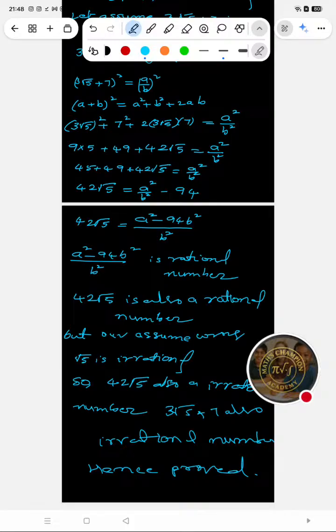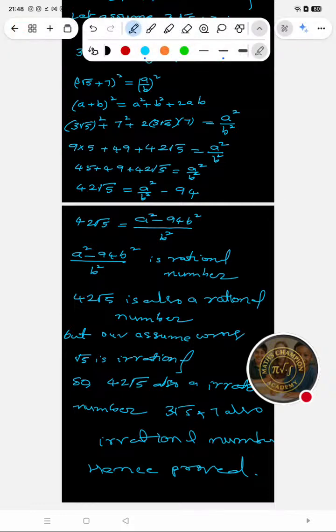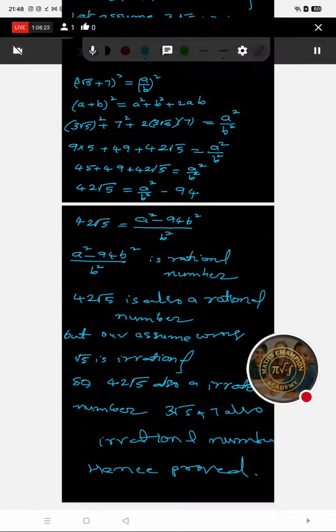From the quadratic equation, draw the graph for the polynomial. That is also important. In the 4 marks questions, they ask mean, mode, median formulas with their explanation. Explain their terms.